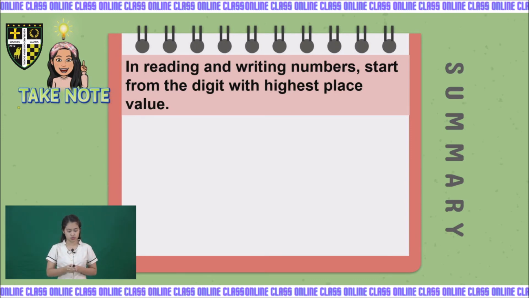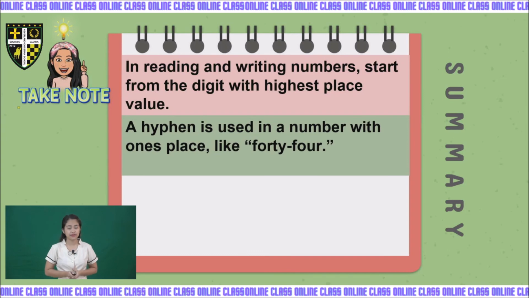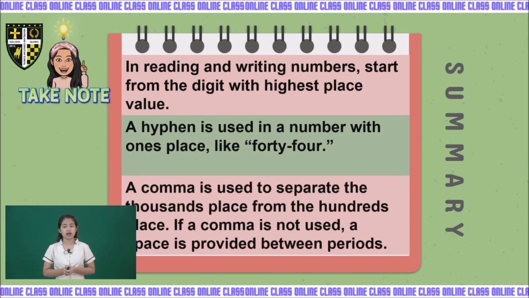And then the next one, we have a hyphen is used in a number with ones place, like 44. Again, a hyphen is used in a number with ones place, like 44. And then the last one, a comma is used to separate the thousands place from the hundreds place. If a comma is not used, a space is provided between periods.